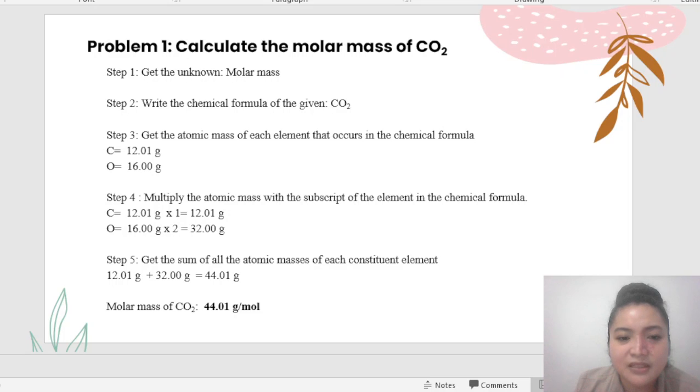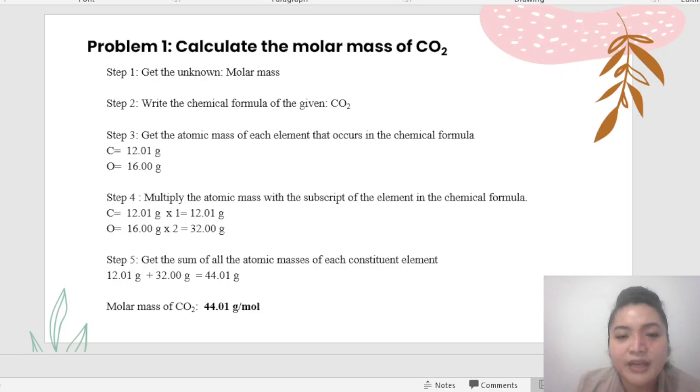The third step is for us to get the atomic mass of each element. So for carbon, we have 12.01 grams. For oxygen, we have 16 grams. For the fourth step, we have to multiply the atomic mass with the subscript of the element. So for carbon, 12.01 multiplied by 1 will give us 12.01 grams. For oxygen, 16 times 2 will give us 32 grams.